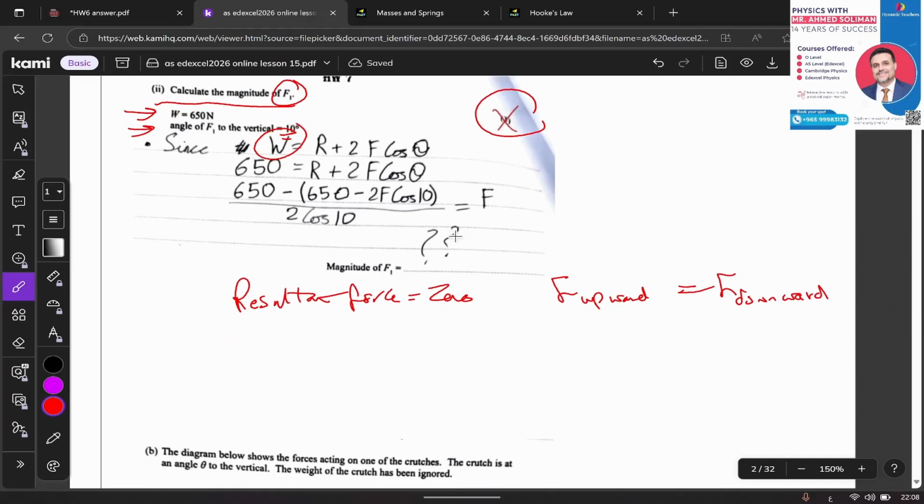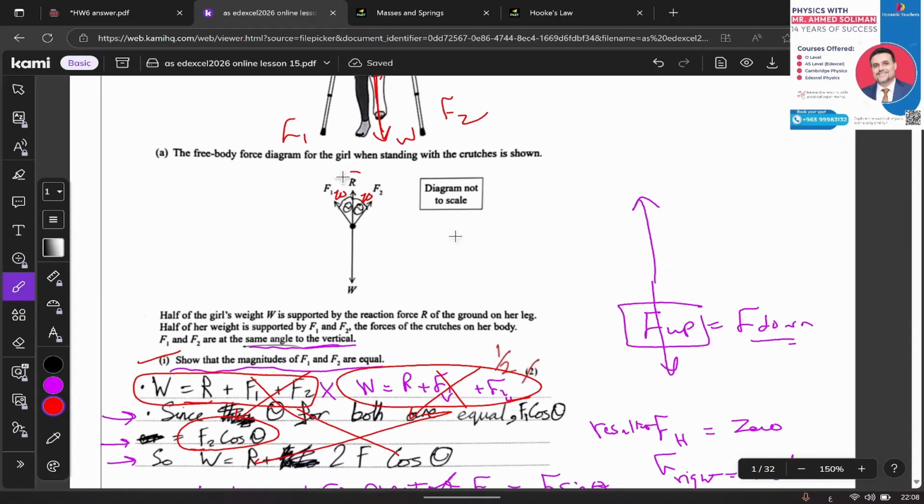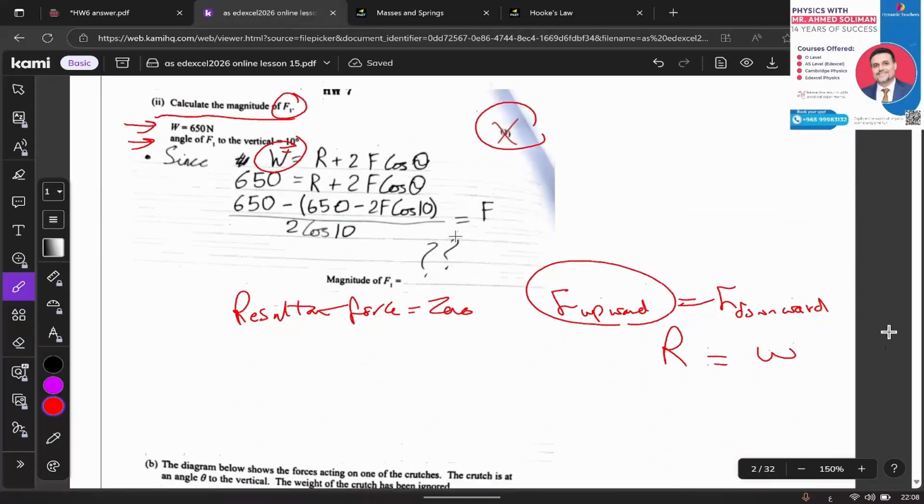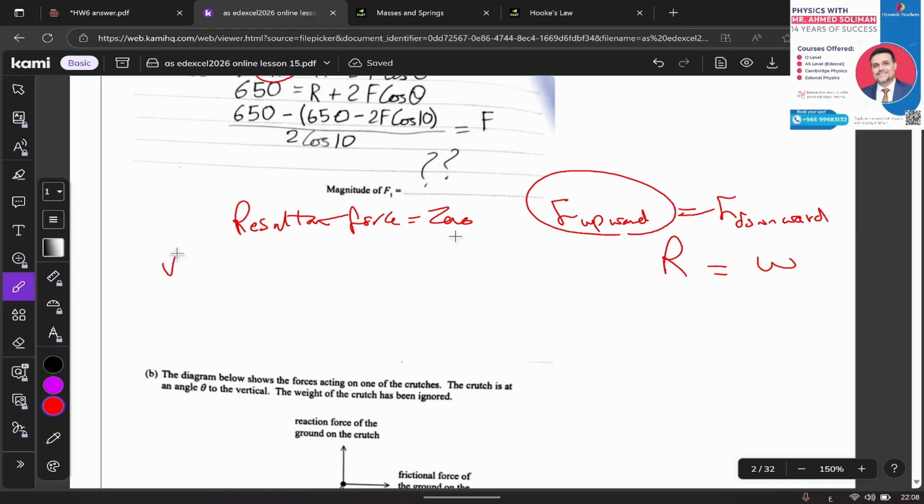Just weight. So now weight will be written here. What about the forces upward? F1 and F2 and the normal reaction. So we have R, the reaction force, and we have the vertical component of F1 and F2, right? So we can also write vertical component of F equals F cosine theta, okay?